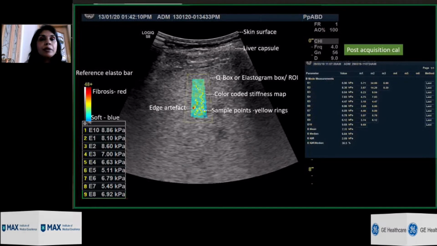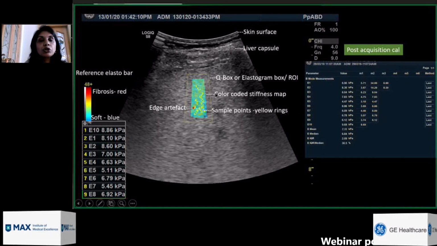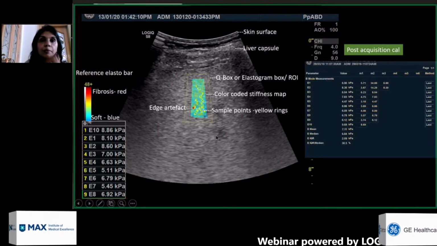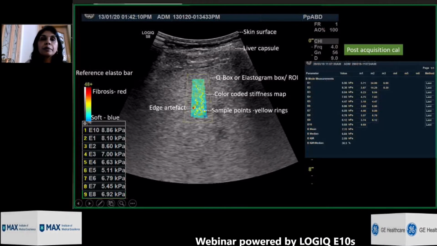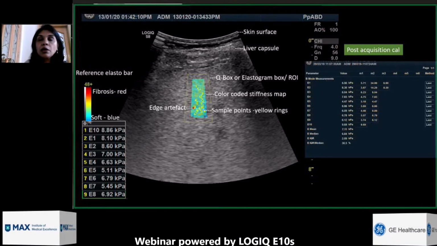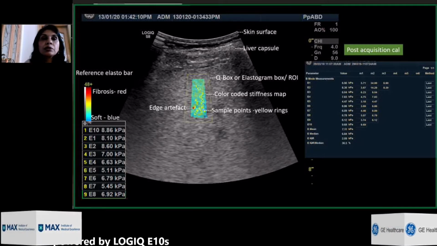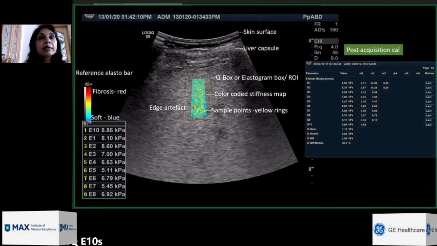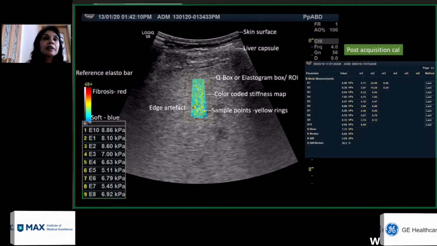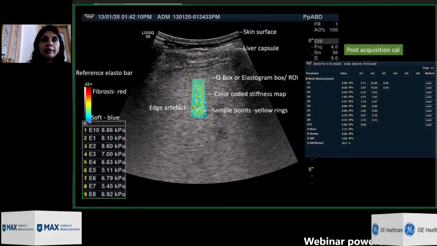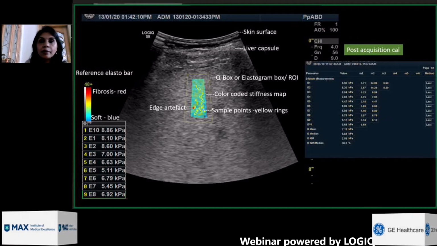For every patient, 2 to 3 such Q boxes or the ROIs should be acquired in segment 5, segment 7, and segment 8. Classically, they say segment 8 is good, but this is just a practical tip over the period of time that I've been doing elastography. It always helps me. If I take multiple from 5, 7, and 8, it is like almost replicating a biopsy sampling.